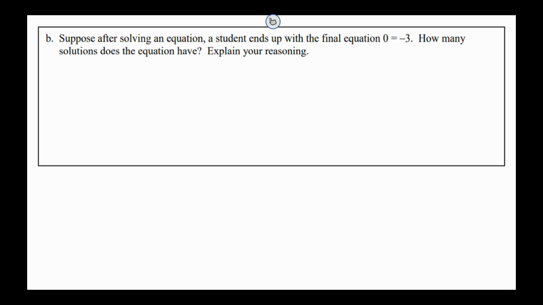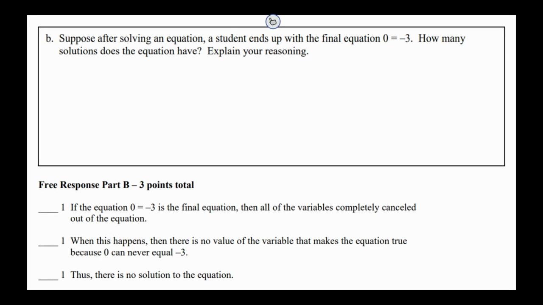Part B, suppose after solving an equation, a student ends up with a final equation 0 equals -3. How many solutions does the equation have? And explain your reasoning. So for this one, it was worth 3 points.